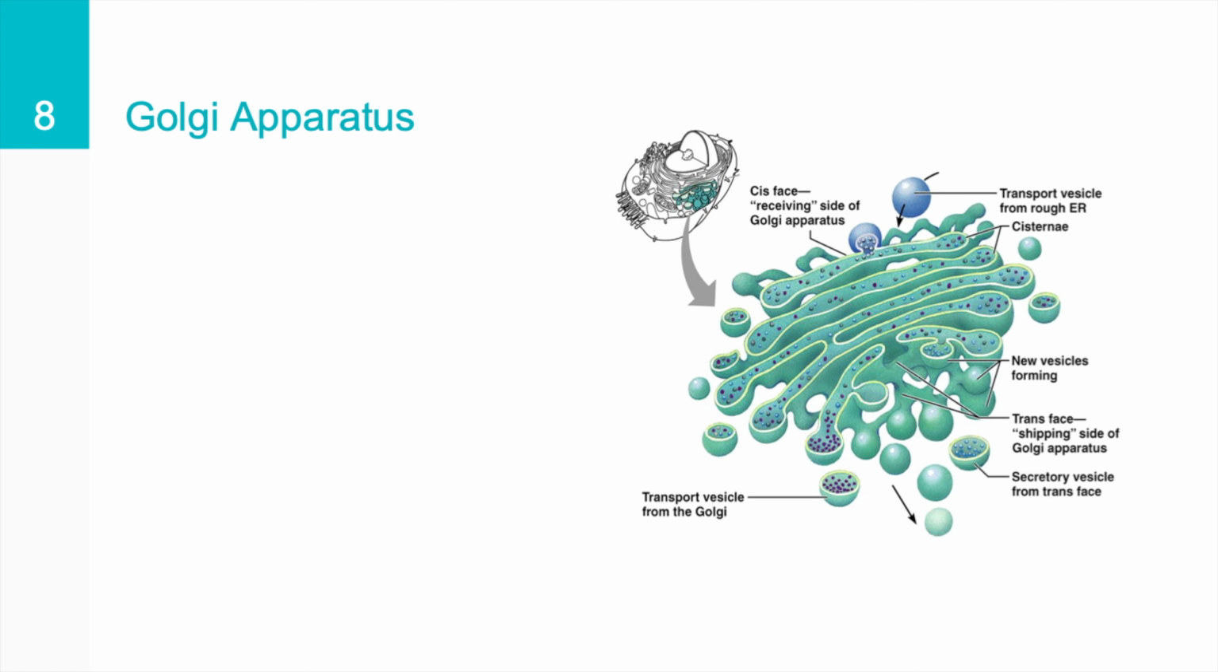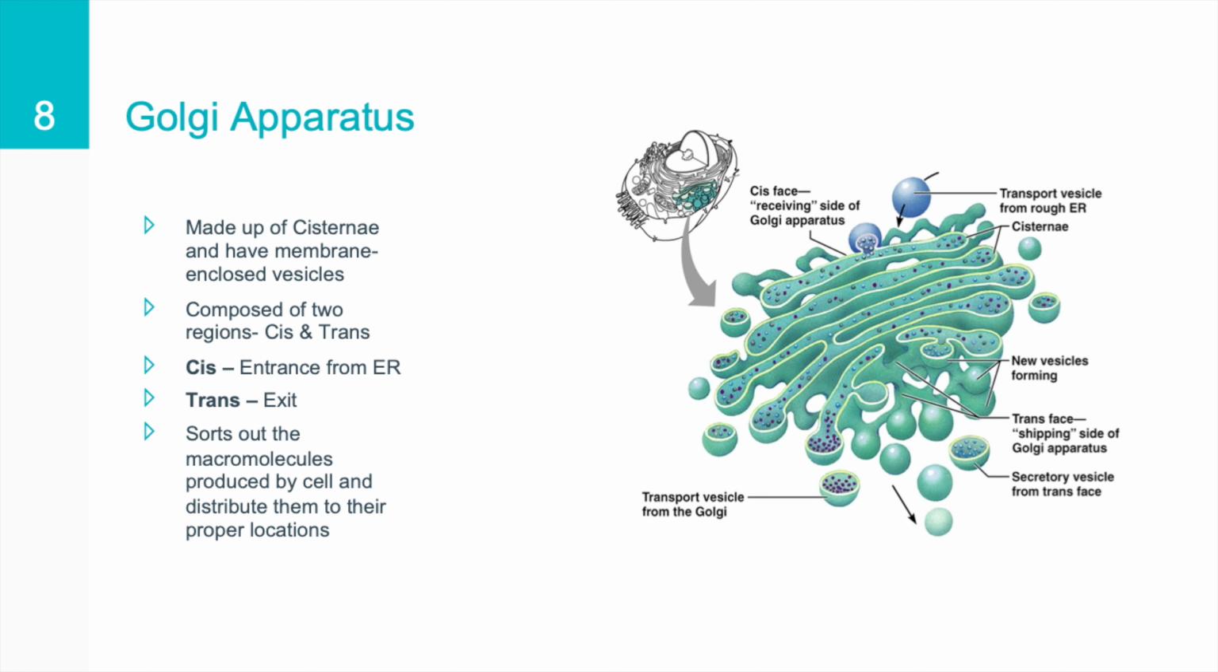The Golgi apparatus is made of cisternae and has membrane-enclosed vesicles. The membrane surrounds an area of fluid where complex molecules such as proteins, sugars, and enzymes are stored and changed. The Golgi apparatus is composed of two regions, cis and trans. The cis phase of a Golgi apparatus is the end of the organelle where substances enter from the endoplasmic reticulum for processing, while the trans phase is where they exit in the form of a smaller detached vesicle.